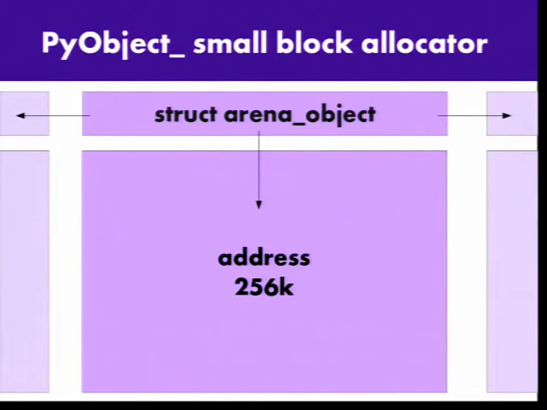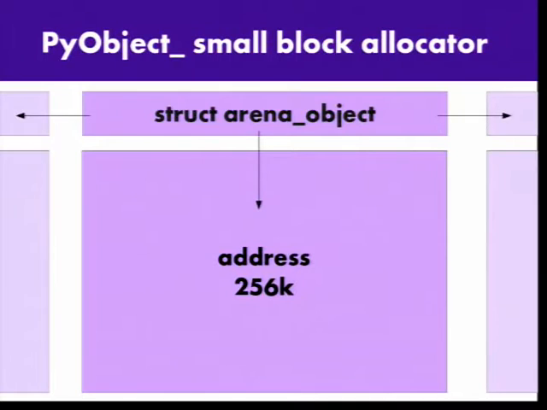So we're going to talk about the data structures from the top down, starting with this struct arena_object. An arena is basically allocating a big giant blob of memory from the C library and cutting it up into small pieces. That's what arenas are. The struct arena_object has a pointer to the arena itself. The arena is 256K. That's a big chunk of memory if you're in 1991.